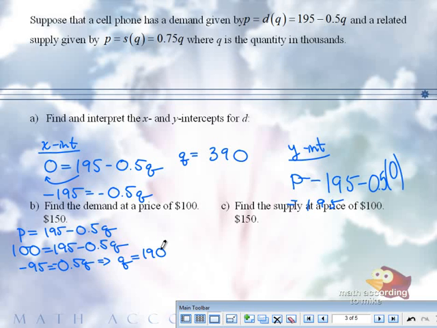So that says when you set the price to be $100, you're going to sell 190,000 cell phones. If you would, please do the same thing for 150.